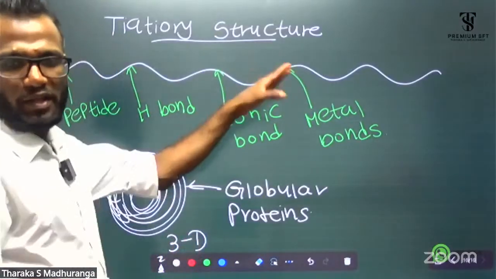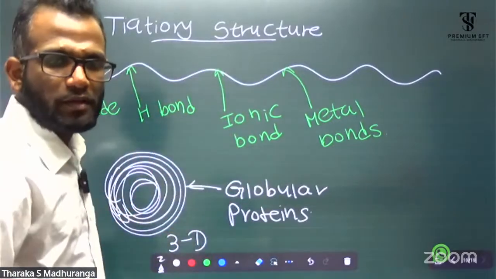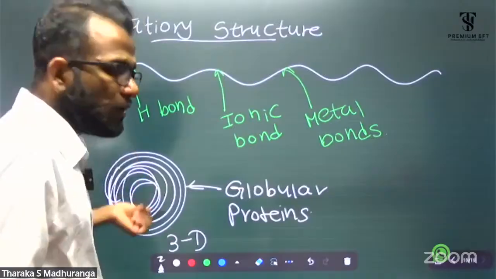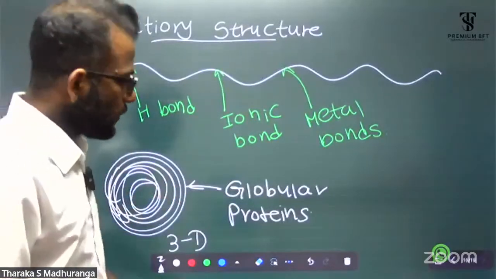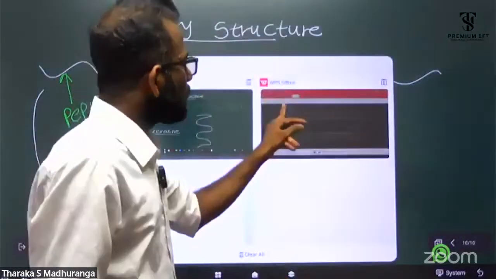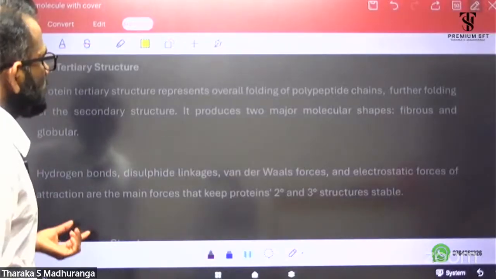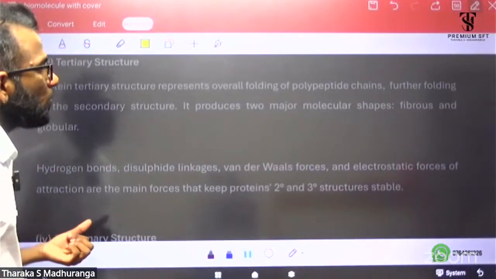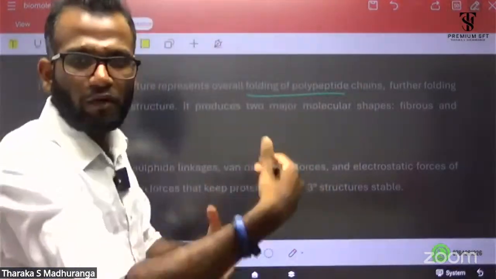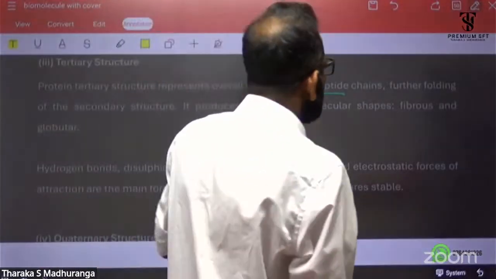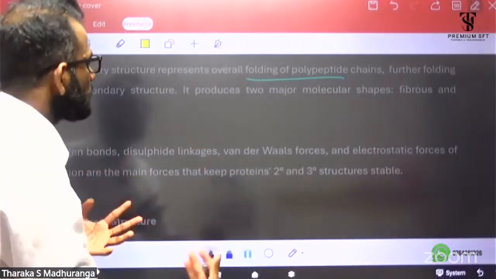It was a 2D chain only, but now it is 3D, like a ball. They unfold and make a ball, a 3D shape. That we call a globular protein. The protein tertiary structure represents the overall folding of the polypeptide chain. Further folding of the secondary structure.